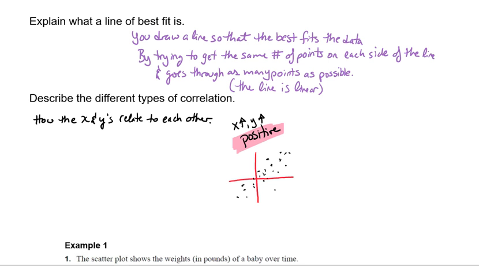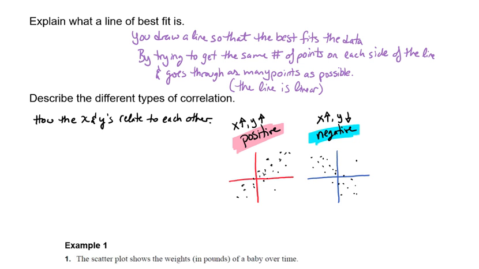So you can have a positive trend. Notice here we have a scatter plot, and we see that our dots, our points, are kind of together and they're going in an upwards direction. What that's saying is that as x is increasing, y is increasing. So it's a positive correlation.